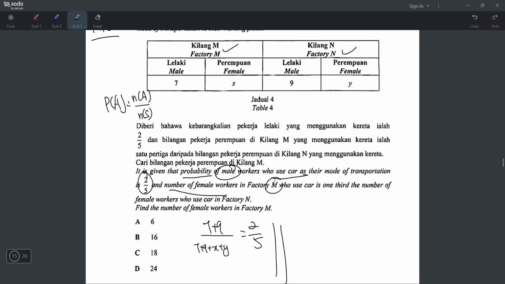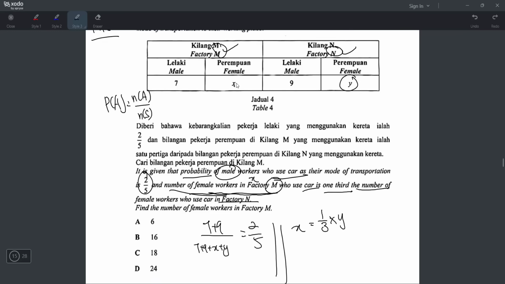Okay, what's next? Number of female workers in factory M who use car is 1/3 the number of female workers who use car in factory N. Find the number of female workers in factory M. Let's read one more time. Number of female workers in M, this is X. And it says 1/3 the number of female workers in factory N, which is Y. So X equals 1/3 times Y.